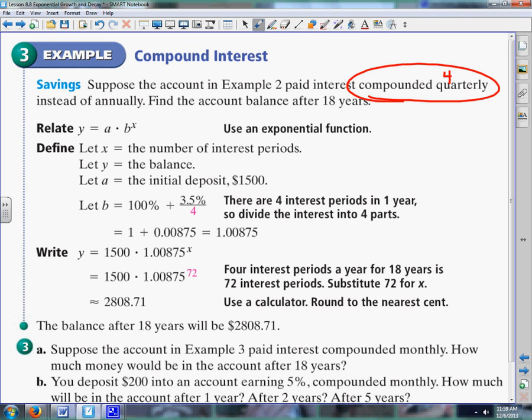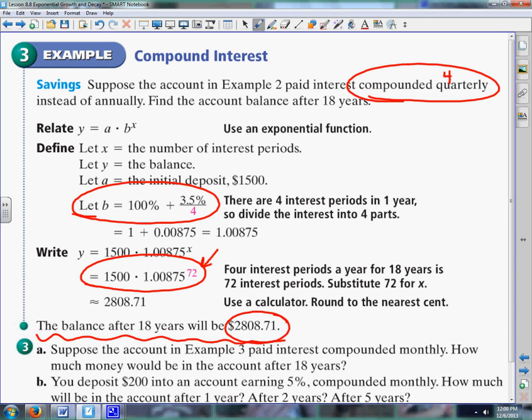So here's my equation. There are 4 interest periods in 1 year, so you have to divide the interest into 4 parts. So they did that, and they got 3.5% divided by 4, and then they got 0.00875. And then for your exponent, remember, you have to times that by 4, because it's not just 18 years. You wouldn't just put in an 18. You have to put in a 72, because there are 72 periods within 18 years. So then the balance after 18 years will be 2808.